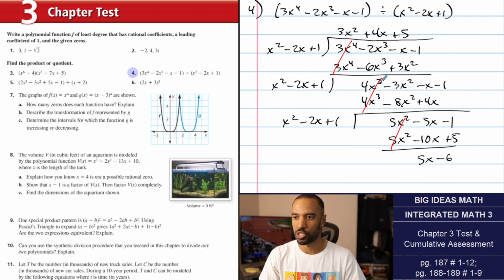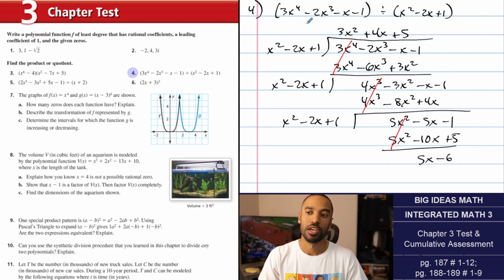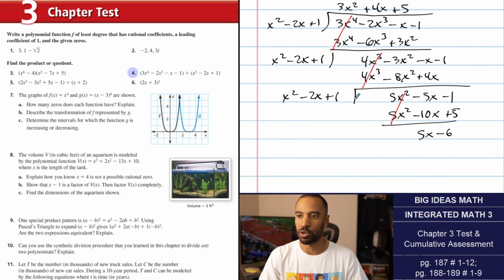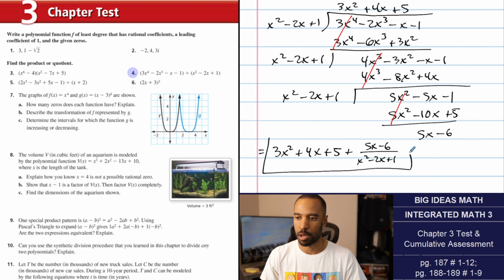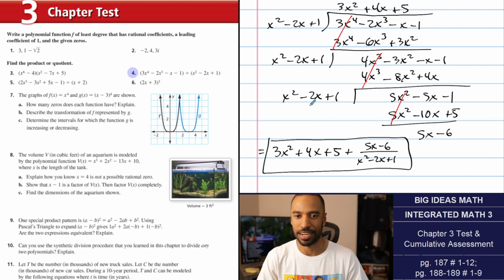The quotient portion is 3x squared plus 4x plus 5. So what is this divided by this going to equal? It's going to equal 3x squared plus 4x plus 5 plus the remainder of 5x minus 6 all over x squared minus 2x plus 1. Remember, the divisor is still the denominator of this fraction that it could not divide out from.